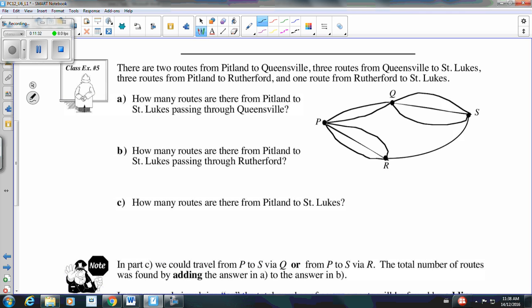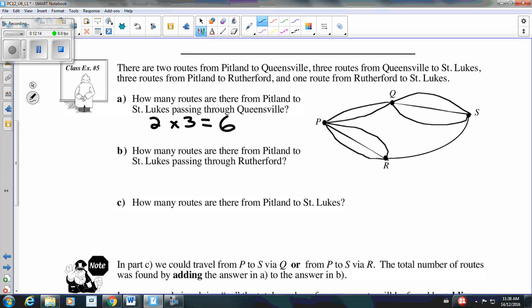There are 2 routes from Pitland to Queensville, 3 routes from Queensville to St. Luke's, 3 routes from Pitland to Rutherford, and 1 route from Rutherford to St. Luke's. How many routes are there from Pitland to St. Luke's passing through Queensville? So from P to S, but I need to go through Q. I first have 2 choices to get from Pitland to Queensville, and then 3 choices to get from Queensville to St. Luke's, so that gives me 6 routes in total.